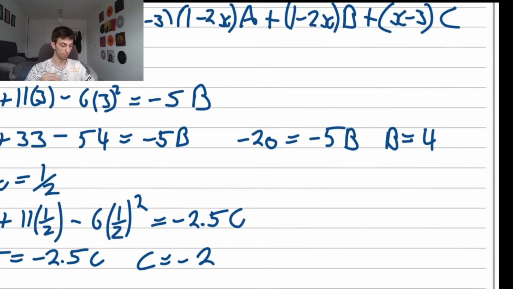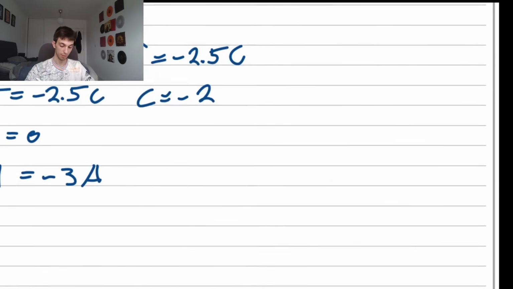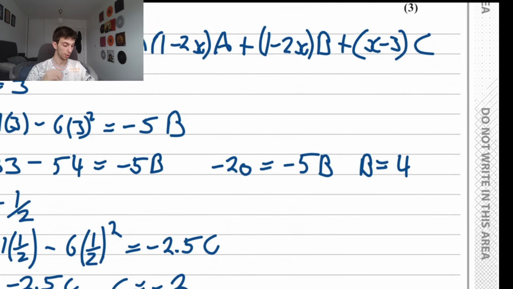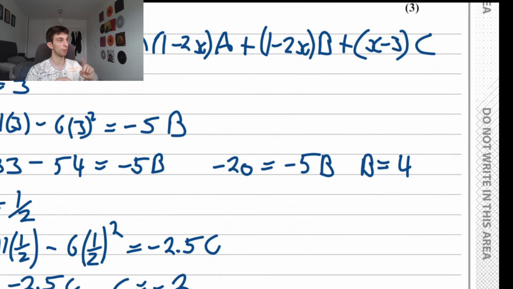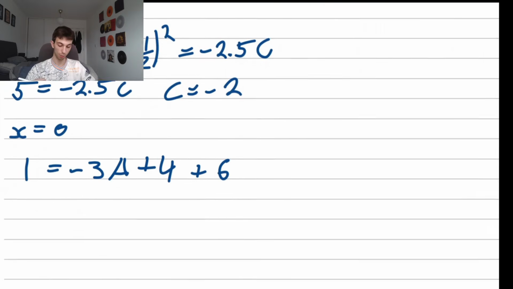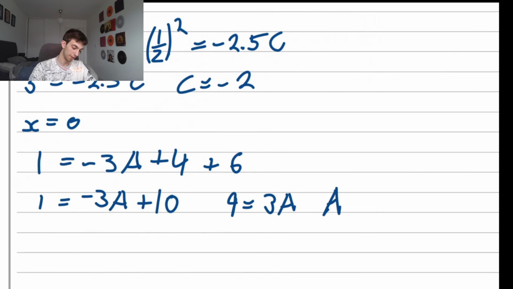Then we know that b equals 4. So what do we have? We have 1 minus 2x, x is 0, so that's 1 times b, so that's going to be plus 4. And then looking at c, we know c equals minus 2. So we have minus 2 multiplied by 0 minus 3, that's just minus 3. Minus 2 times minus 3 is plus 6. So we have that 1 equals minus 3a plus 10. So take away the 1, then add over the 3a, so 9 equals 3a. So we have that a equals 3.